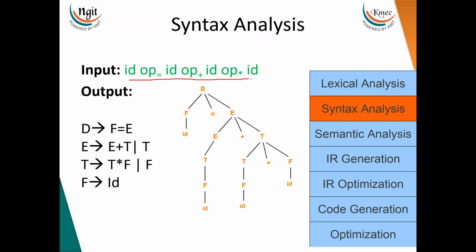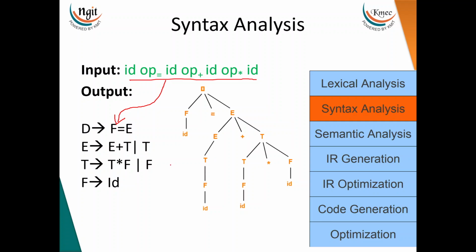Now the syntax analysis will check whether this stream of tokens is syntactically correct or not. They are lexically correct, now we have to check whether they are syntactically correct. How can you check it? A statement is syntactically correct if this stream of tokens can be parsed from the grammar. That means, for this stream of tokens, if you are able to construct the parse tree, then it is syntactically correct.